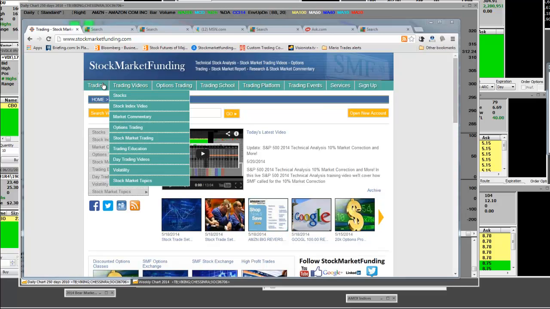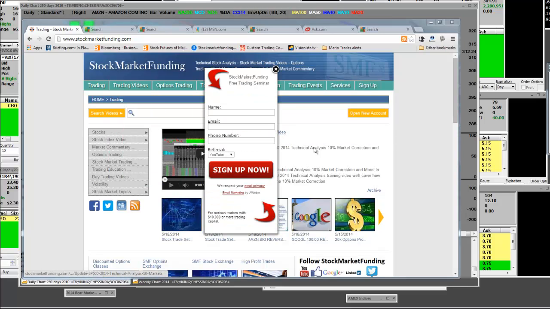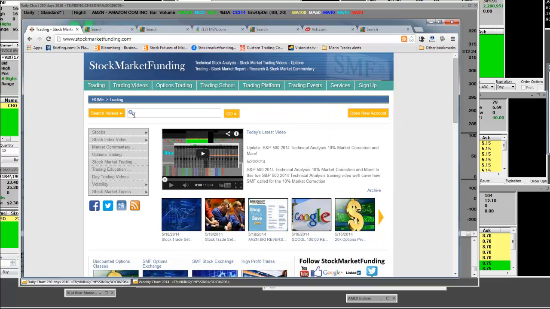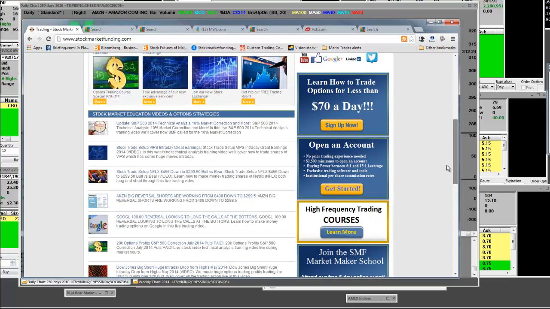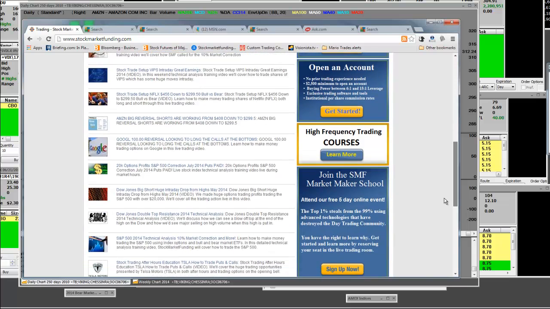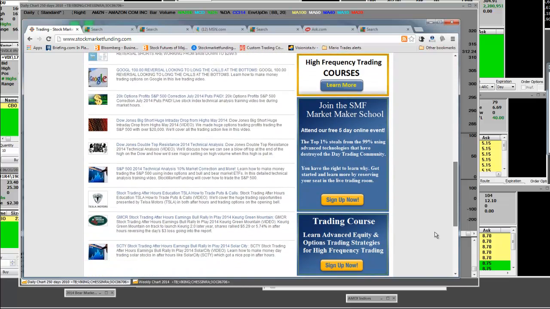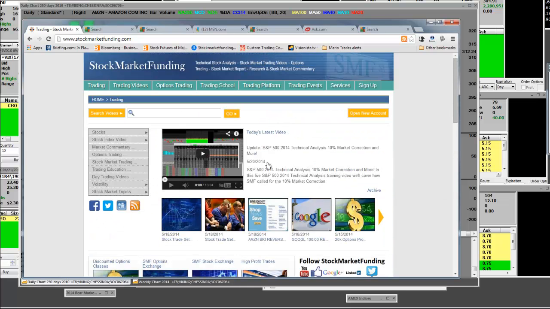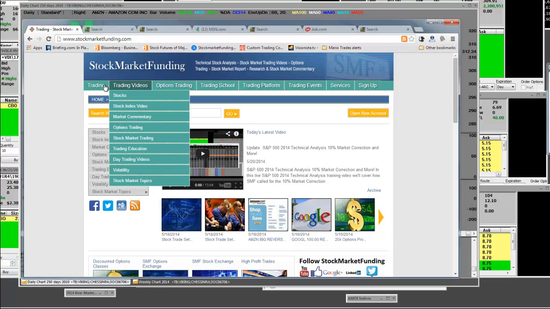The good news is, if you go to trading and you type in Amazon in the search tool, you're going to get all of the live analysis down here. And once again, just type in Amazon and you're going to be able to find its previous history. And the previous history on Amazon is very, very important. And once again, you simply type in Amazon here and hit go.